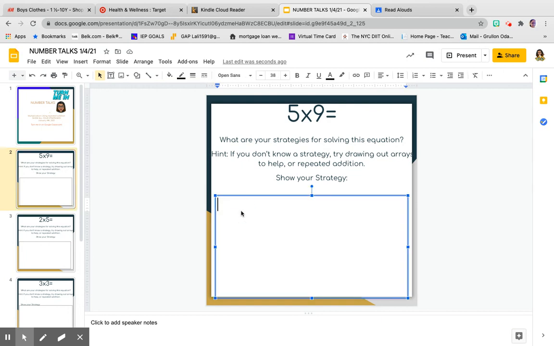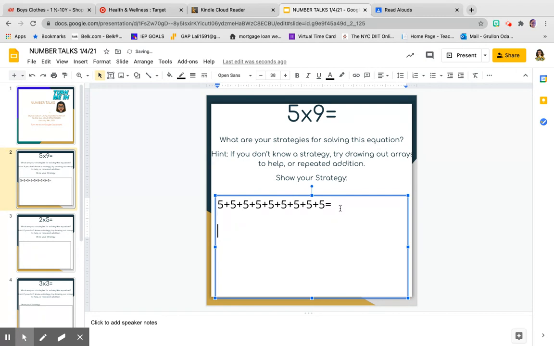All right, so we're going to be doing repeated addition. I see 5 times 9. I'm just going to write out 5 9 times because that's what it's telling me. We're multiplying 5 9 times. So 5 plus 5 plus 5 plus 5 plus 5 plus 5 plus 5 plus 5 plus 5. 1, 2, 3, 4, 5, 6, 7, 8, 9.